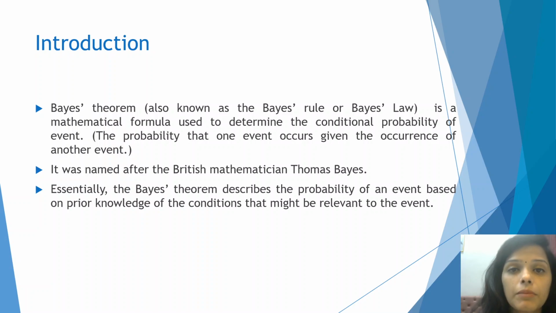It was named after the British mathematician Thomas Bayes. So Thomas Bayes is the scientist who actually discovered this theorem. Essentially, Bayes' theorem describes the probability of an event based on prior knowledge of the conditions that might be relevant to the event. So in short, Bayes' theorem is used to describe the probability of any event given certain knowledge about the conditions that might be relevant to the event. So we have some prior information about the event, and understanding that prior information helps us gauge the probability of the event occurring.